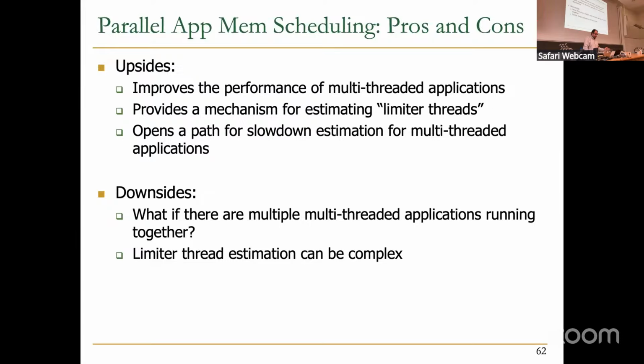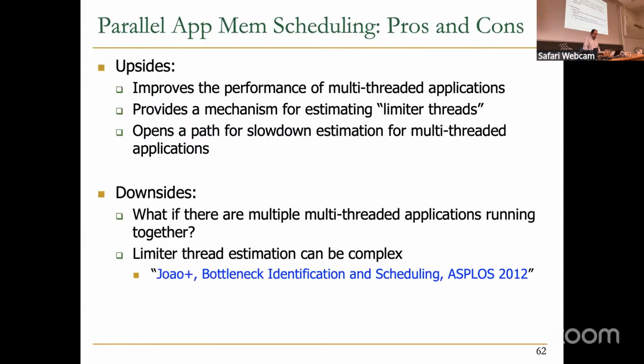Limiter thread estimation can be complex. We're going to see a lot in that line later when we get to bottleneck acceleration. So we need to identify the bottlenecks and then try to accelerate them. And that acceleration does not need to be only by scheduling. I mean, here it is scheduling at the memory system level. It can also be, for example, using big cores. Think about asymmetric multi-core, where your multi-core system consists of small cores as well as big cores.